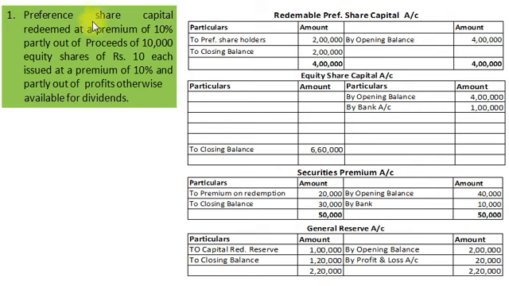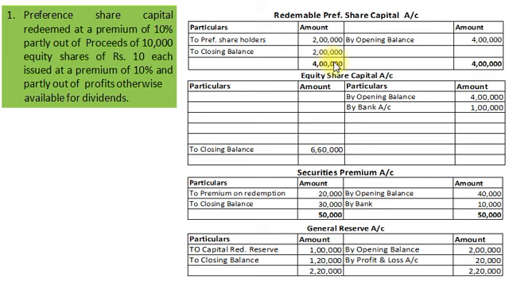Now the effect of adjustment number 1. Our first entry is for redemption of preference shares. Preference share capital account debit rupees 2 lakh, premium on redemption account debit 20,000, to preference shareholders account rupees 2 lakh 20,000. So in the preference share capital account debit side, to preference shareholders account rupees 2 lakh, and our preference share capital account will tally.